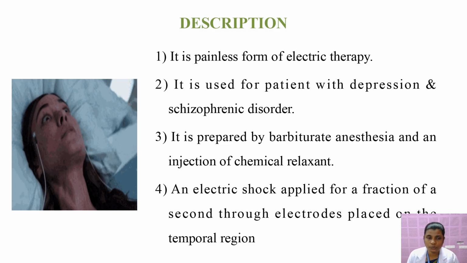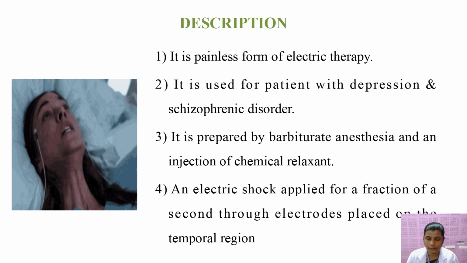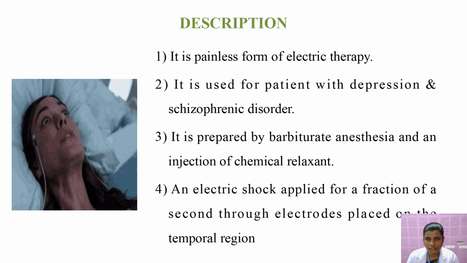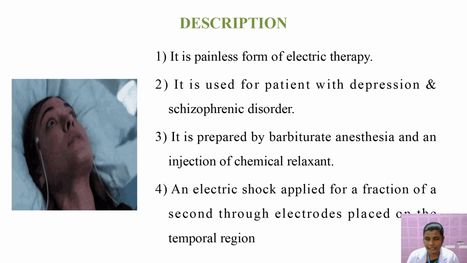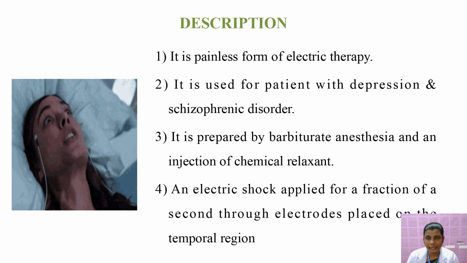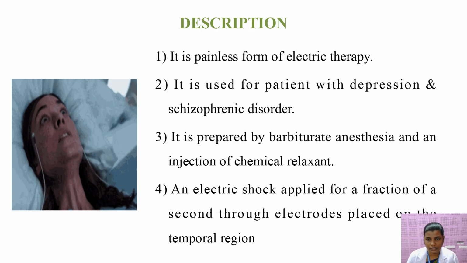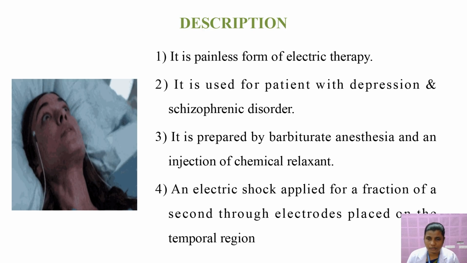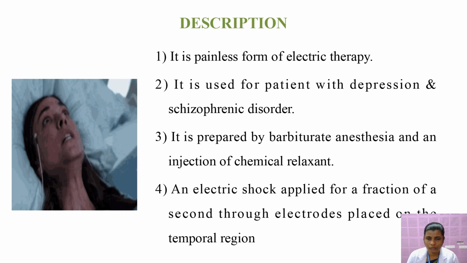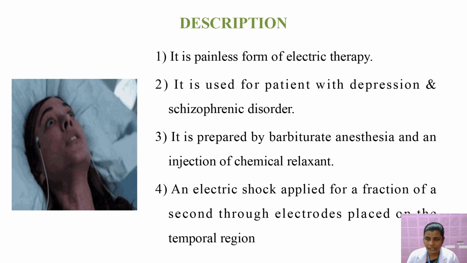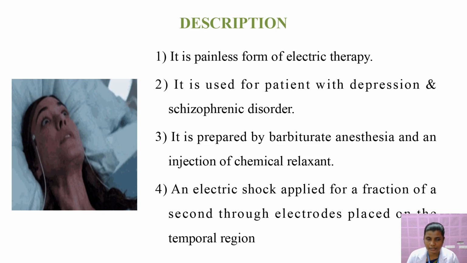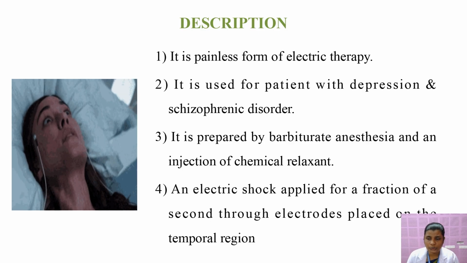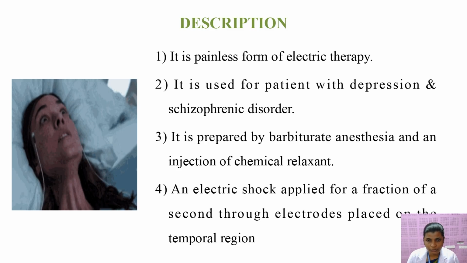Next, we are going to see the description of electroconvulsive therapy. Most people know electroconvulsive therapy as a painful procedure, but it is not painful. It is a painless form of electrical therapy. It is used for patients with depression and schizophrenic disorder. The patient is prepared with barbiturate anesthesia and an injection of a muscle relaxant. An electrical shock is applied for a fraction of a second through electrodes applied on the temporal region.